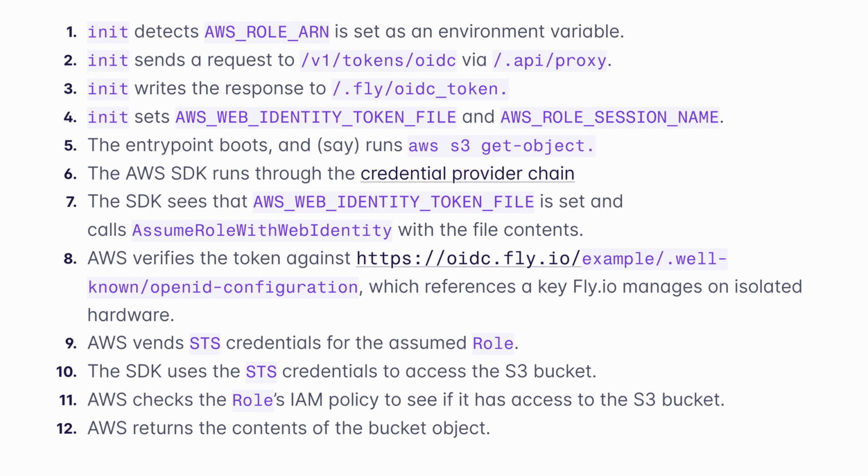The AWS SDK runs through the credential provider chain and figures out that it needs to grab something from Secure Token Service. The SDK sees that the web identity token file is set and then calls that AssumeRoleWithWebIdentity thing with the file contents. AWS verifies the token against the well-known OpenID configuration for Fly.io's OIDC server, which references a key that we manage on isolated hardware. AWS gives you an STS credential for the assumed role, and then the SDK finally uses those STS credentials to access the S3 bucket. Additionally, on AWS's end, it will check to make sure that your token's role's IAM policy lets it have access to that S3 bucket. And then if everything's hunky-dory, it gives you the cat pictures.